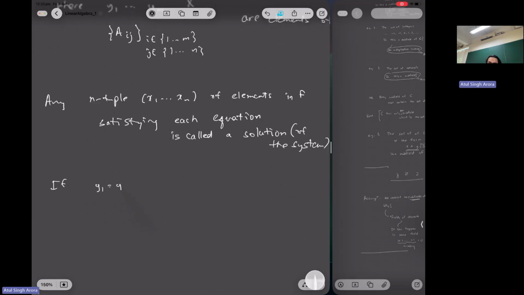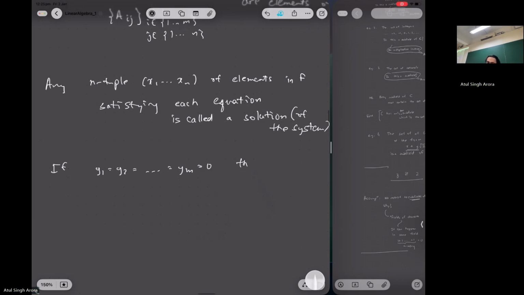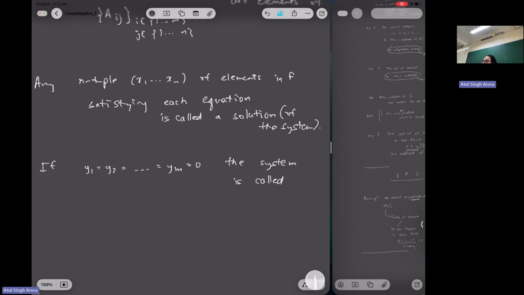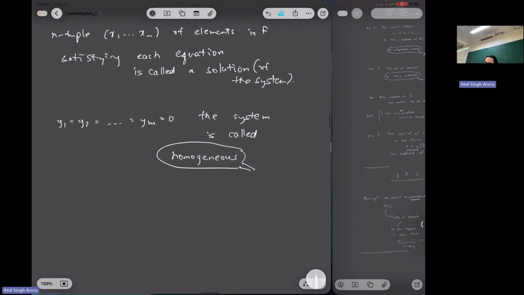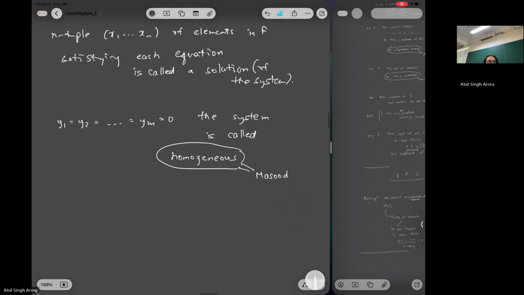And if y1 equals y2 equals ym equals 0, the system is called, you guys may know this word, what is it called? Homogeneous, exactly. Yes, the system is called homogeneous. Who said that? Can you tell me a name? Oh shoot, I forgot. With the D, right? Is there an E somewhere? Is it correct? Ah, okay.